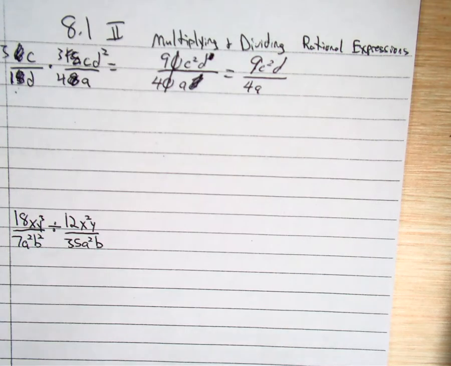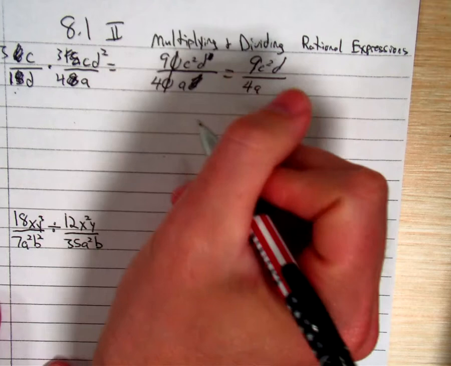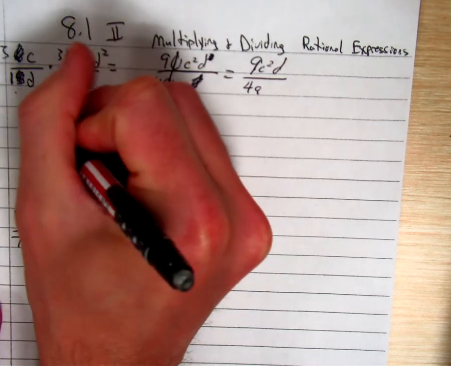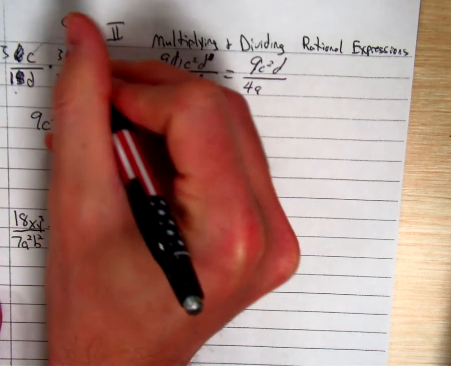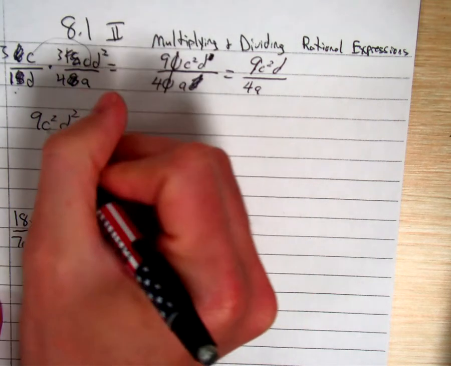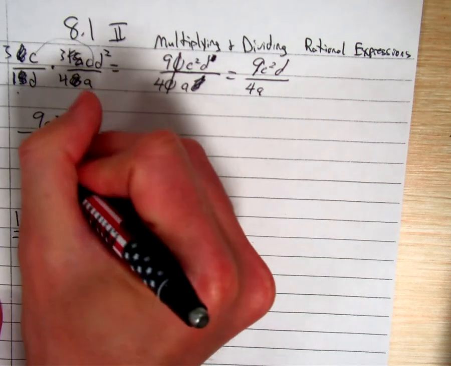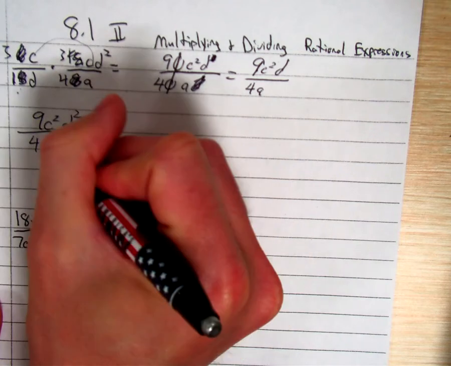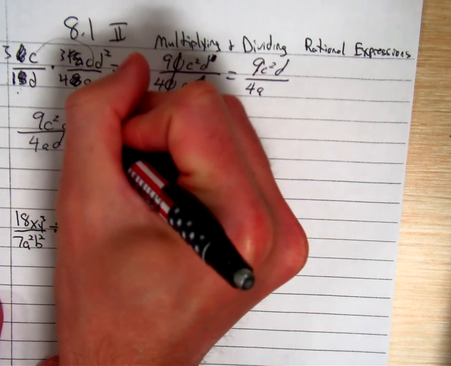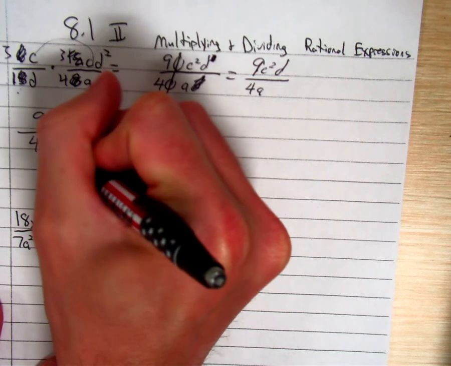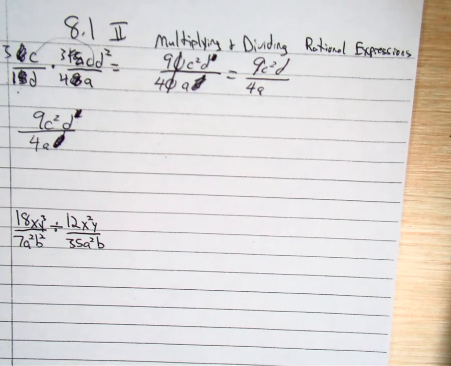And if you get the numbers down, then the rest of your problem gets a lot easier. 3 times 3 across the top is 9. C times C is C squared, D squared there. Bottom, 1 times 4 is 4. DA or AD. D squared over D. We'll drop that down to D to the first, and this one's gone. So that's the same thing.